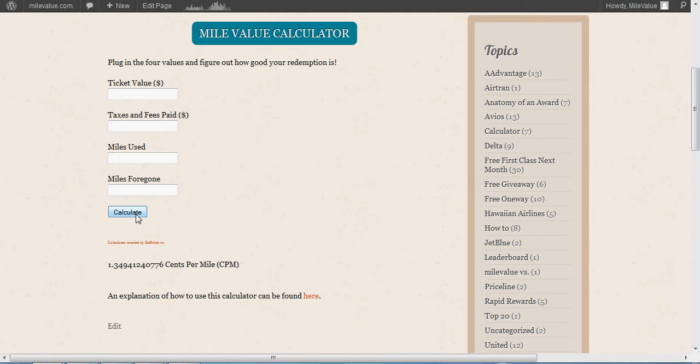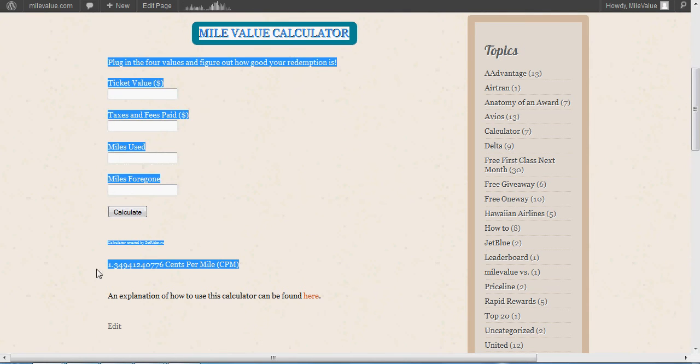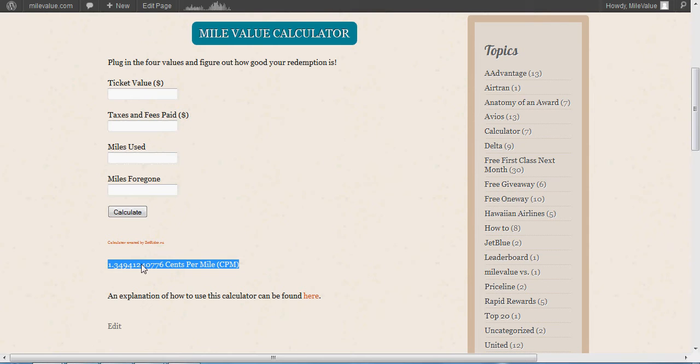So in fact, what Bill should have done is come to the mile value calculator, figured out he would only get 1.35 cents per mile for that redemption, and say, you know what, I'm going to hold on to those miles to fly to Europe or somewhere where I'd get a lot more value out of them. So let's run through another example.